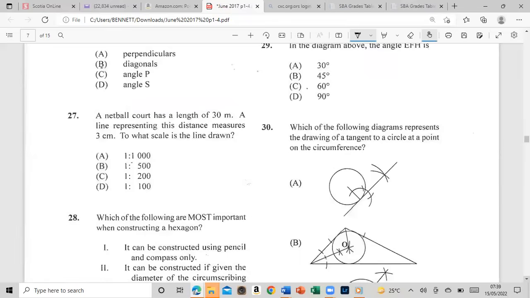So far, so good. Let's go. A netball court has a length of 30 meters. A line represents this distance, measuring 3 centimeters. To what scale is the line drawn? So two different units. What is the scale of the line drawn?